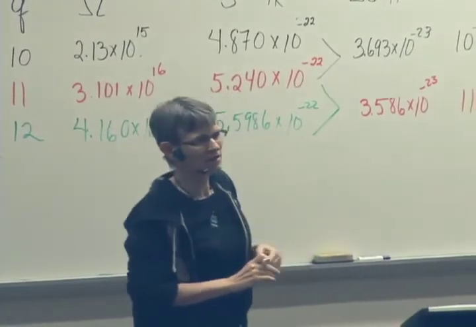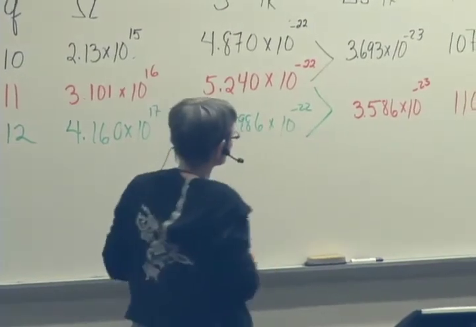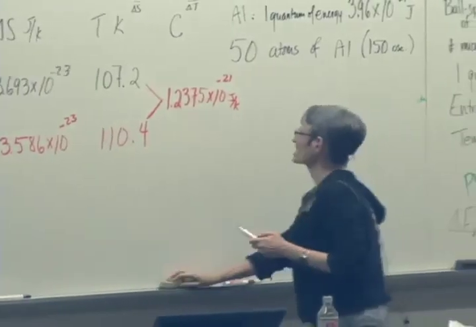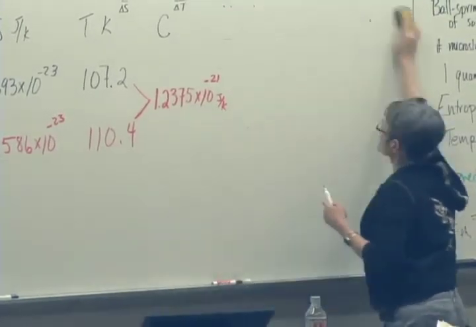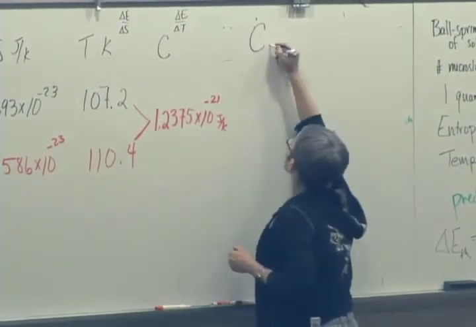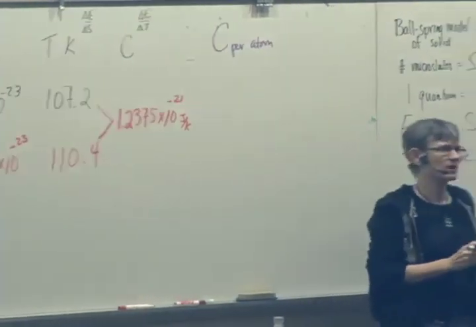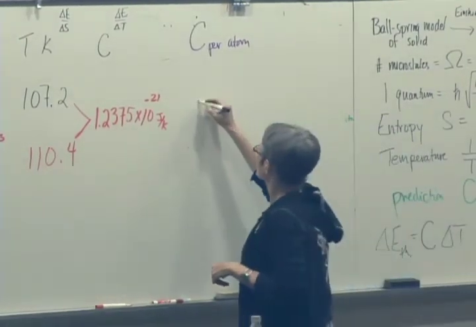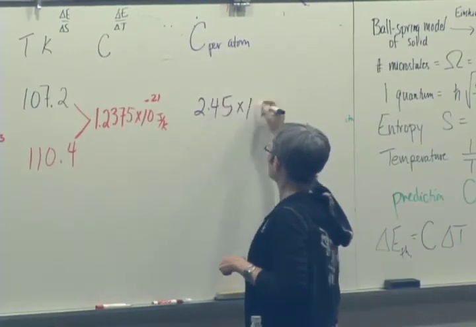So we want to get it on a per atom basis. Well, there's no such thing as delta E per atom. There's specific heat capacity per atom. So what does that come out to? What is it per atom? How many atoms did we have? 50. 2.45 times 10 to the negative what?